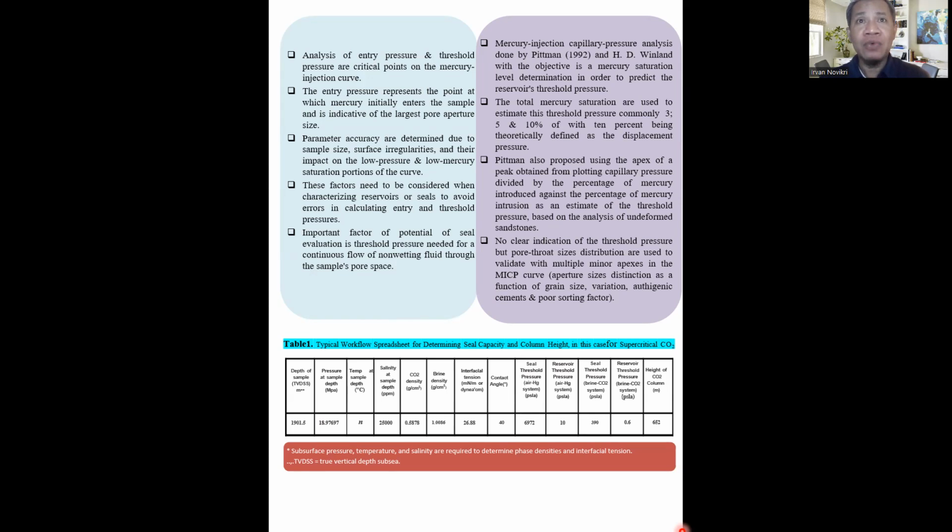So when evaluating the potential of a seal, a crucial factor is determining the pressure needed for continuous flow of non-wetting fluid through the sample pore space. So in the case of mercury, which is a non-wetting fluid, pressure must be applied to displace the wetting phase. At the specific pressure, the percentage of mercury intrusion rapidly increases depending on the size of the pore throat.